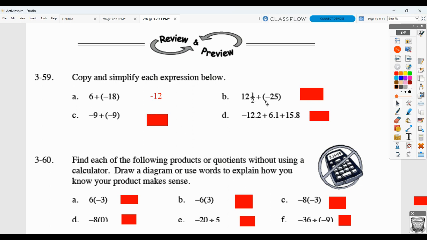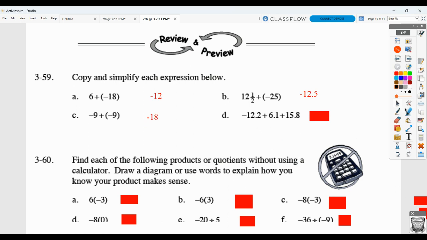Same thing here. These are opposites we're adding. So we find the difference between them, which is 12 and a half. And it's negative 12 and a half because 25 is pulling more in a negative direction than 12 and a half is in a positive direction. Here, these are both negative. We're adding two negative numbers, so we're just going to combine them. -9 plus -9 is -18.